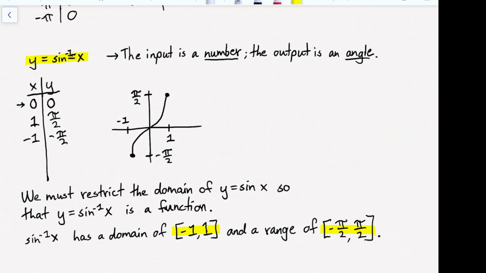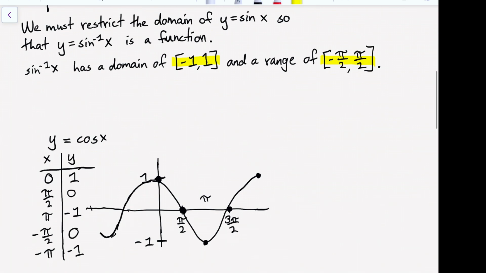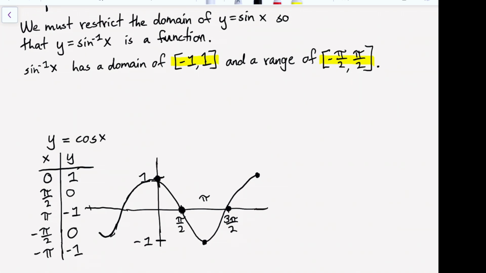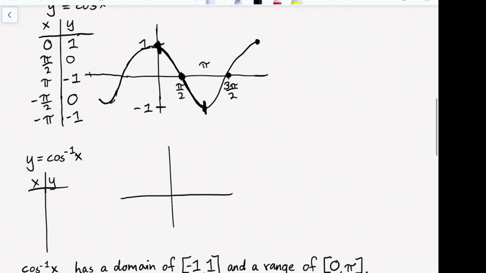In a similar way, we can restrict the domain of the cosine function and the tangent function and create inverse functions for those as well. For cosine of x, we typically restrict the domain from 0 to pi. We consider this interval of the cosine graph, and these are the x and y values that we will reverse to find cosine inverse of x. It will contain the points 1, 0, 0, pi over 2, -1, pi, to name a few.